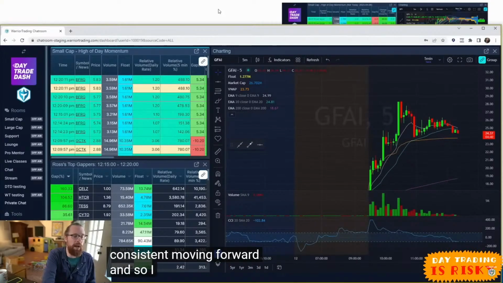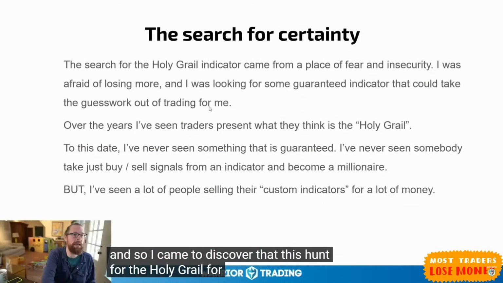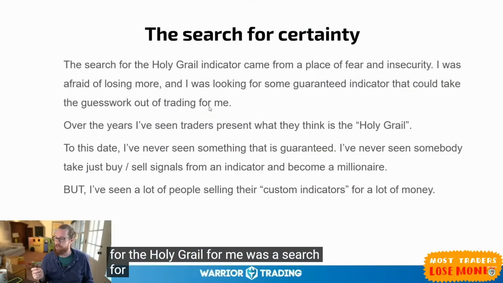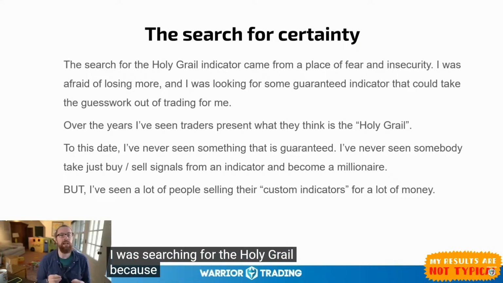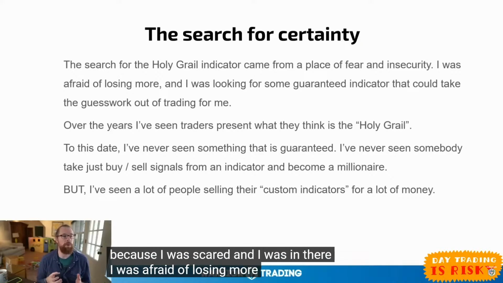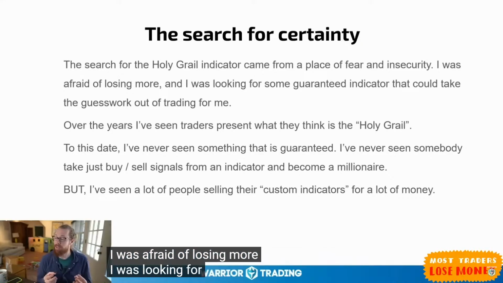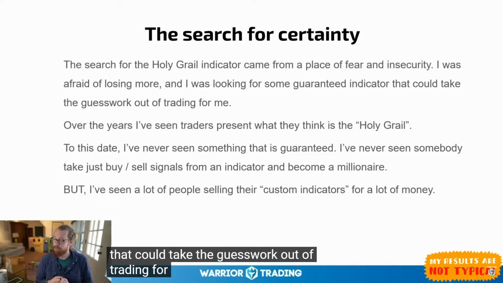And so I came to discover that this hunt for the Holy Grail, for me, was a search for certainty. I was searching for the Holy Grail because I was scared and I was insecure. I was afraid of losing more. I was looking for a guaranteed indicator that could take the guesswork out of trading for me.